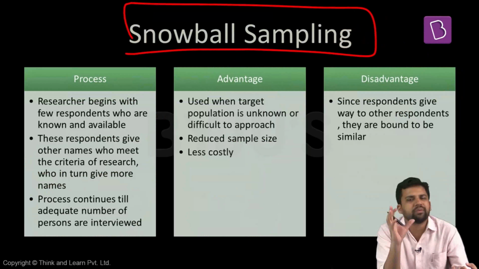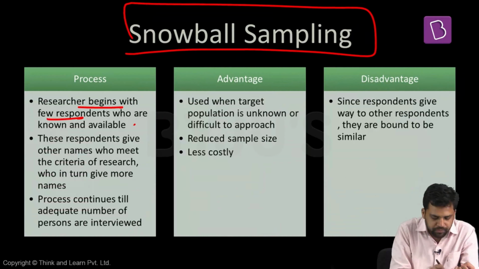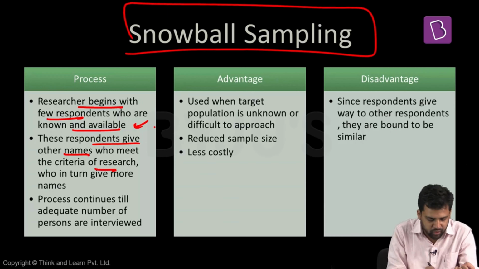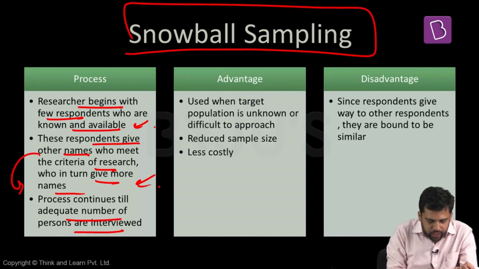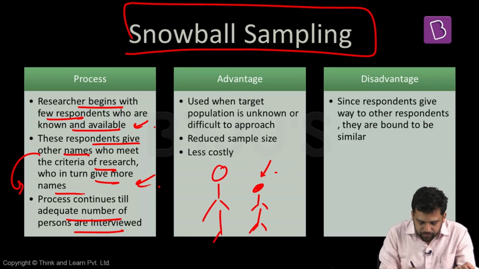Snowball sampling. What is the meaning of snowball sampling? Now, here, the researcher begins the research with a few respondents who are known and available. These respondents give other names who meet the criteria of the research. These new names will give some more names, and the process continues until an adequate number of persons are interviewed. So you know this particular individual, you know the characteristic of this individual, and this person is relevant for the researcher. So the researcher will go and ask this person.